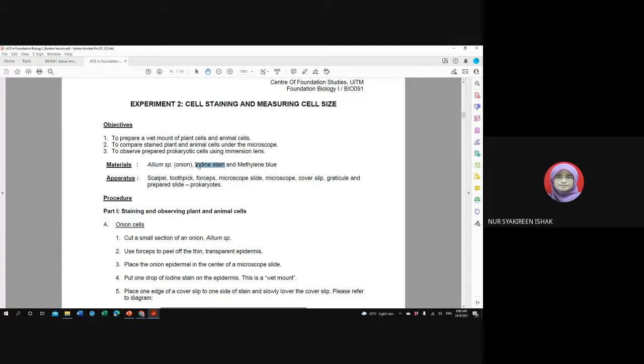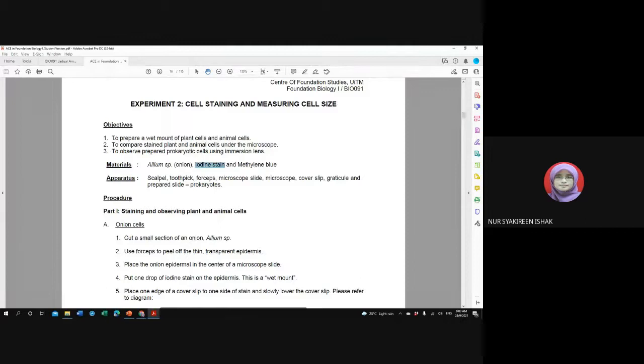one of the materials that we are going to use is dye stain. The stains that will be used are iodine stain and also methylene blue. The purpose of using these stains is so that they will stain the cells of the Allium species, the epidermis, and also the cheek cell. If you do not dye the plant cell using this stain, you cannot observe the cells clearly, especially the presence of the nucleus. So that's why you need to dye the cells using iodine stain and methylene blue, so that you can observe clearly the presence of the nucleus.